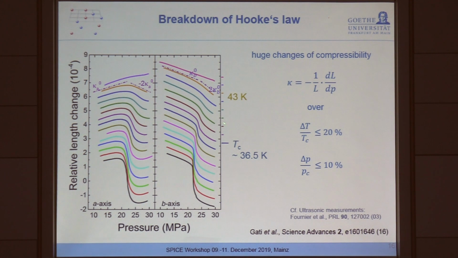And what you recognize, even at 43 Kelvin, this is 6 Kelvin above the critical endpoint, the compressibility along the B-axis changes by a factor of 2. And here it changes even sign from plus kappa A to minus 2 kappa A. So it's a 100% effect. So compressibility changes are of the order of the compressibility itself.